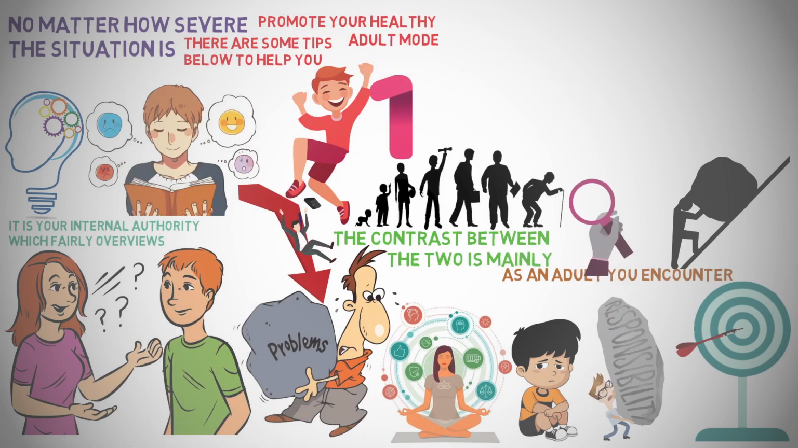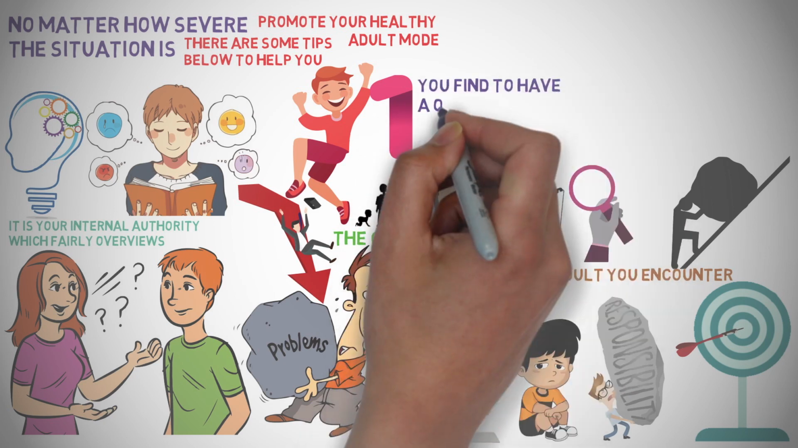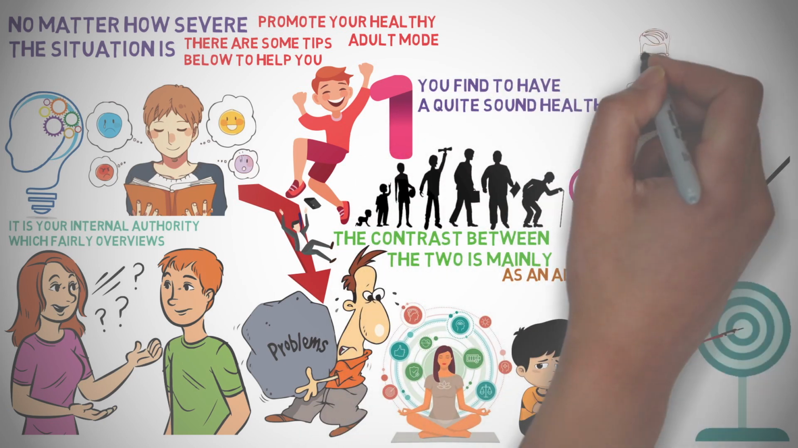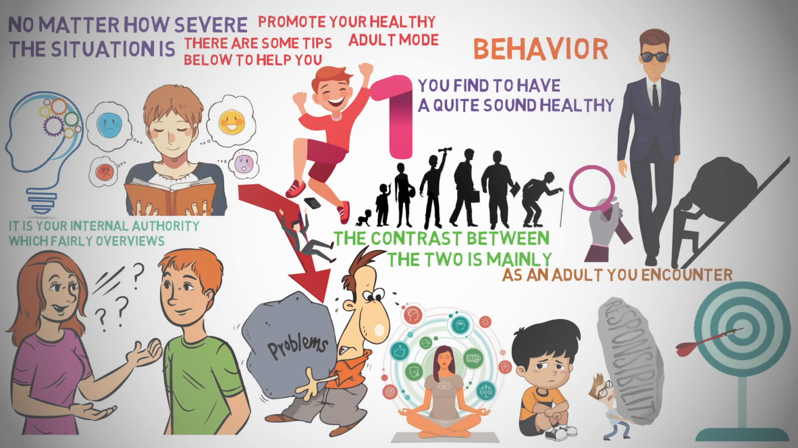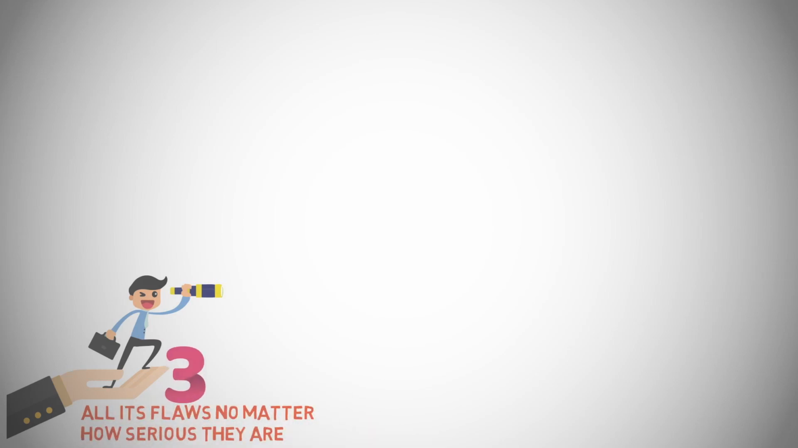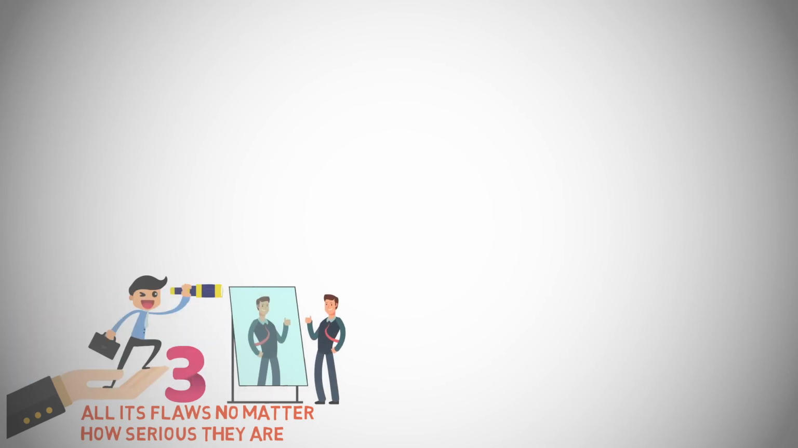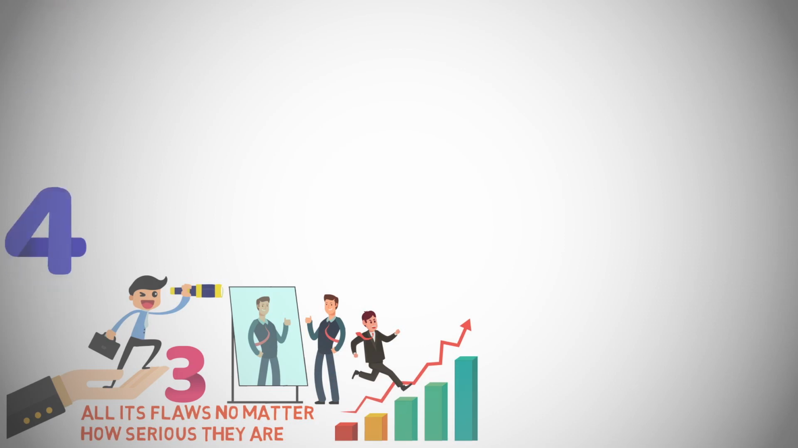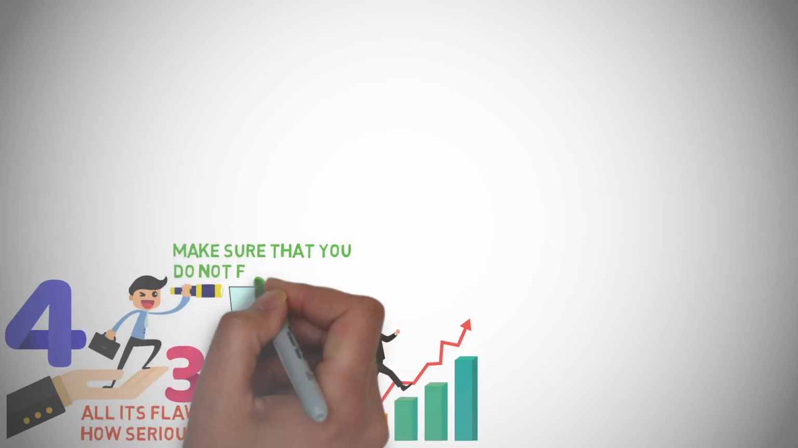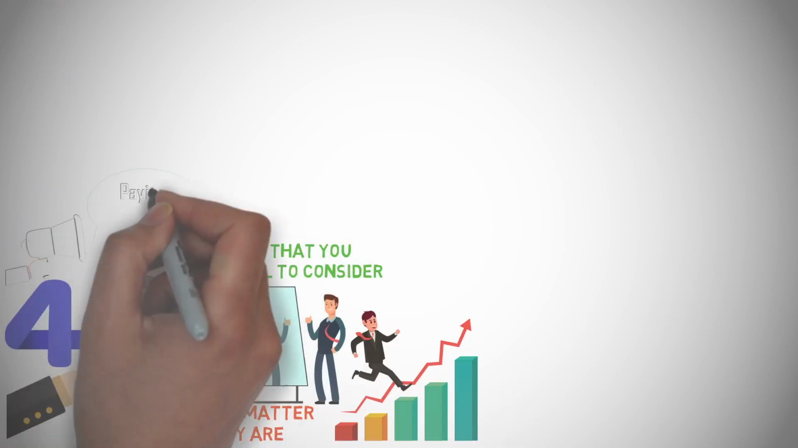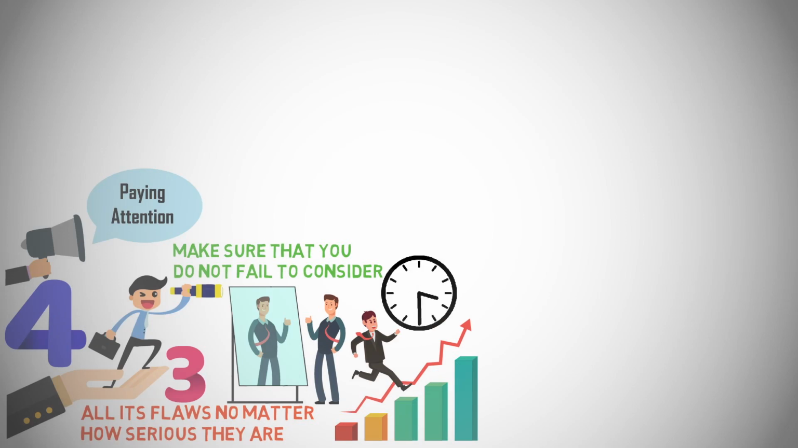1. Find some role model who you find to have a quite sound healthy adult model and adopt their behavior. 2. Be realistic in your approach towards life and accept it along with all its flaws no matter how serious they are. 3. You need to be honest with yourself to keep yourself disciplined in life and grow positively. 4. Make sure that you do not fail to consider others while paying attention to your own needs, and give them enough time to be familiar with your change.